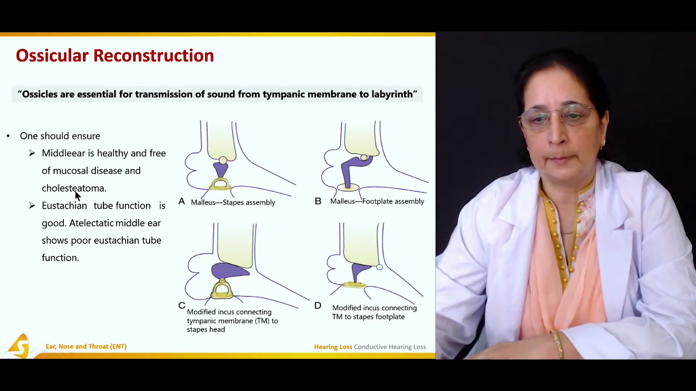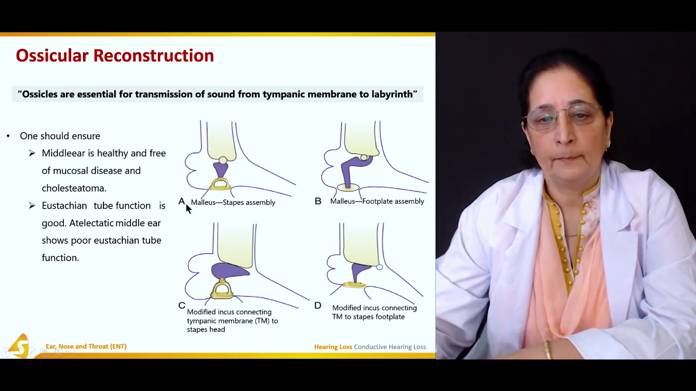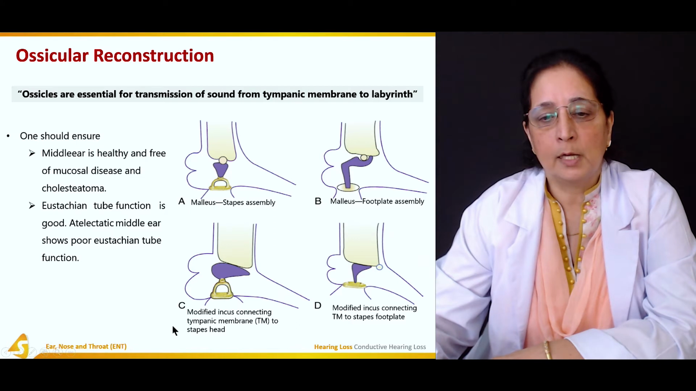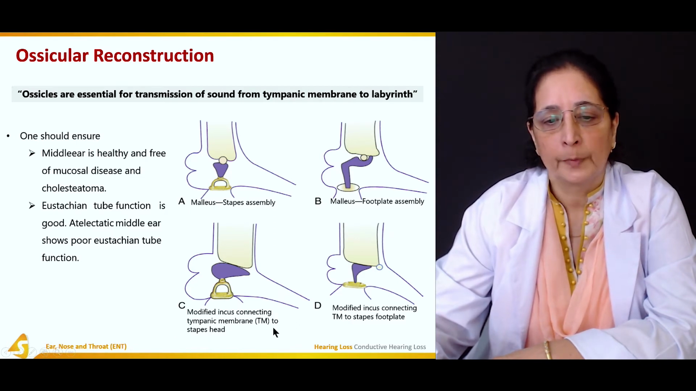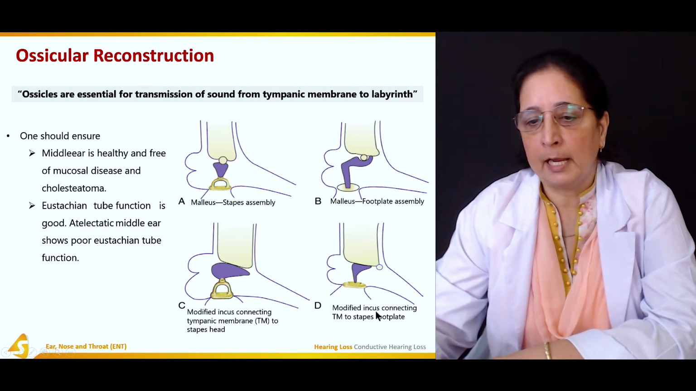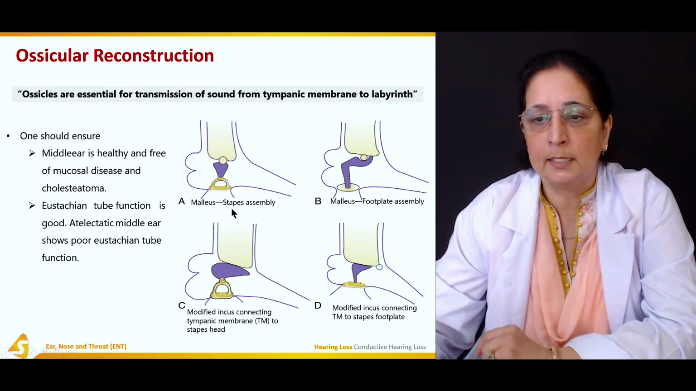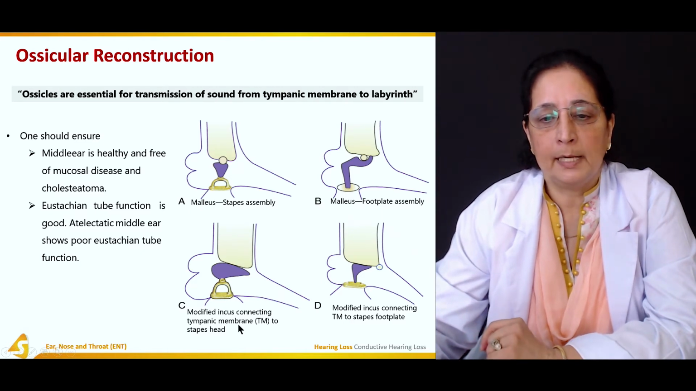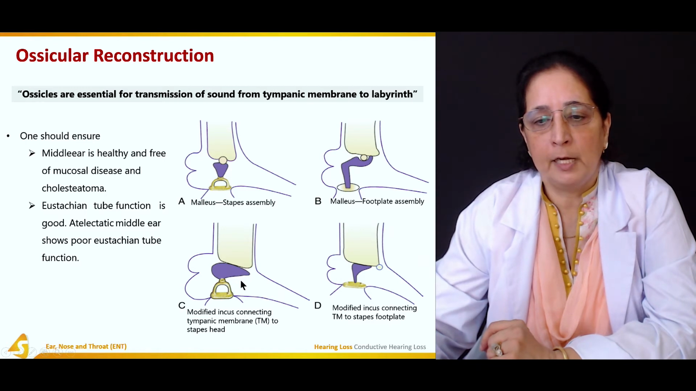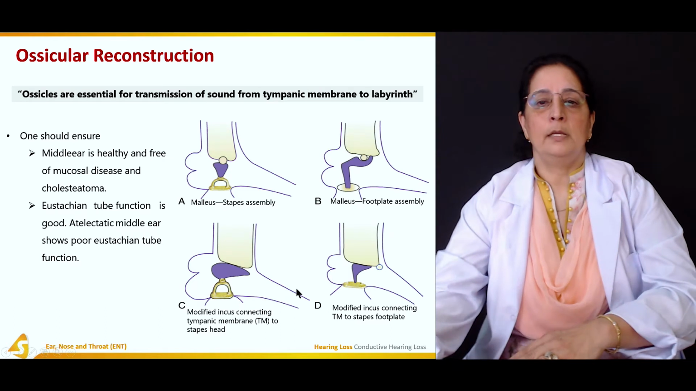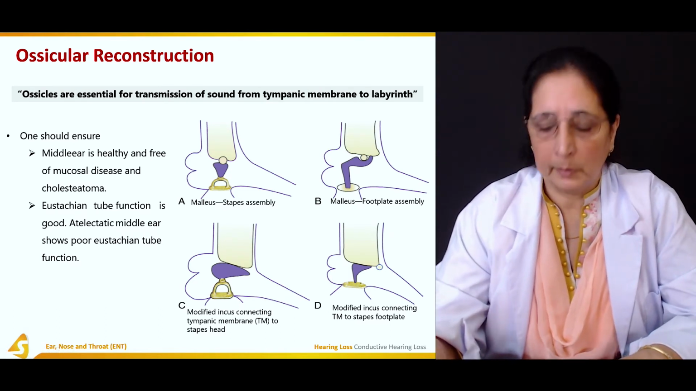Again, these are the four steps or four types of ossicular reconstruction. In the first, there is malleus and stapes assembly. Then in the second, malleus and footplate of stapes assembly. In the third, we have modified incus connecting the tympanic membrane to the stapes head. And then in the fourth type, we have modified incus connecting the tympanic membrane to the stapes footplate. So these are the four different types of ossicular reconstruction.